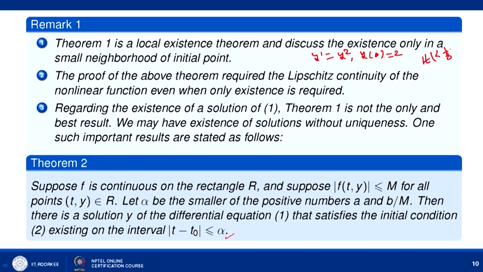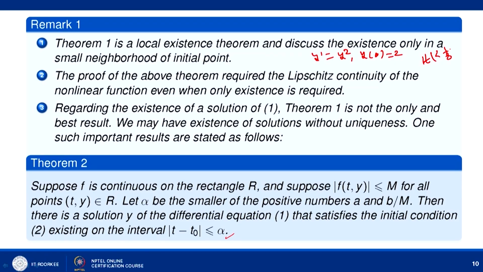But in some cases we need only the existence, and there this is a kind of strict theorem. It requires a lot more things. So in this regard, for the existence of a solution, theorem 1 is not the only and best result. We have one more result which gives the existence of a solution without giving a guarantee for uniqueness.